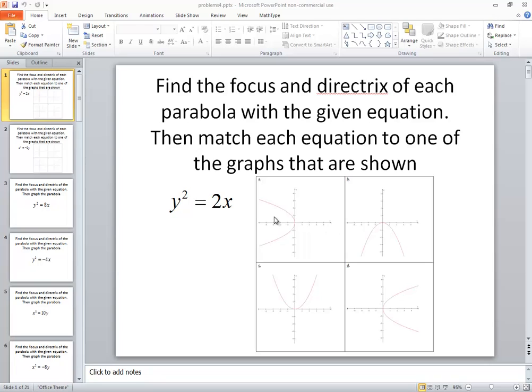Let's take a look at this problem. We want to find the focus and directrix of each parabola with the given equation, then match each equation to one of the graphs that are shown. So we've got y squared is equal to 2x. I know those graphs are pretty light, so I apologize for that.